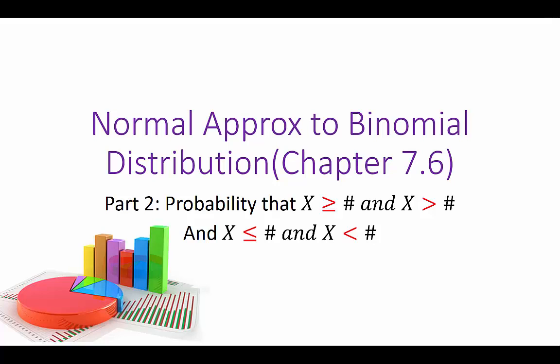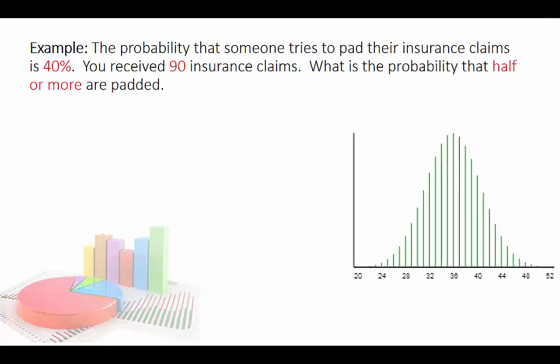All right, we already explained how to do the probability of x equals exactly a value using the continuity correction. And now we're going to do some with x greater than or equal to, x greater than, and also the less thans. Let's take a look at the example, and I've tweaked it. So now it says the probability that half or more are padded. This is the same example I covered in the previous video, but now I've tweaked what we're looking for.